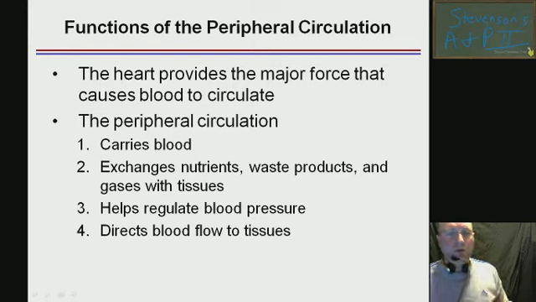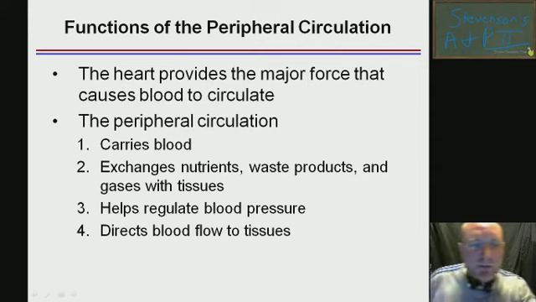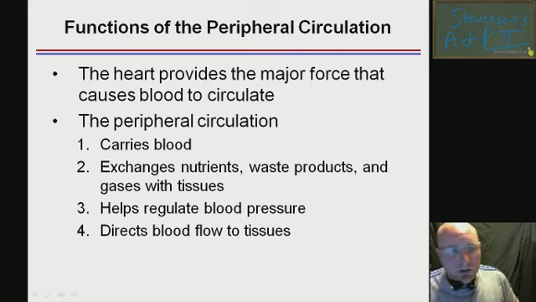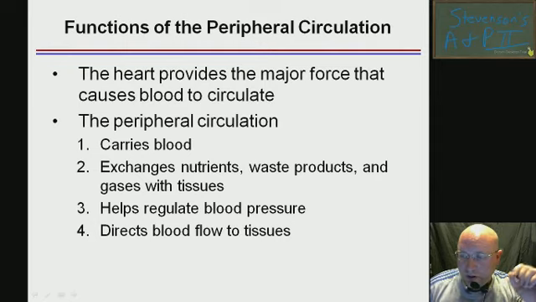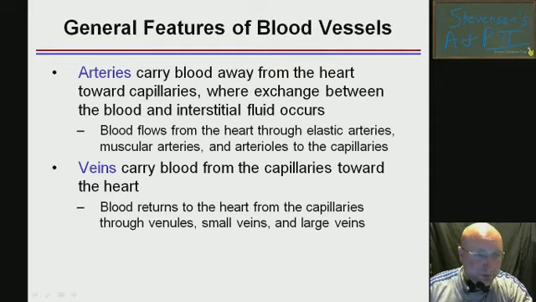Alright, so we're going to get started talking about functions of the peripheral circulatory system and how the heart does most of the work for the circulatory system. It does the pumping, and then the arteries and blood vessels provide the route as well as a place for exchange, especially those such as the capillaries, arterioles, and venules. The peripheral circulation's role is to carry the blood, exchange nutrients, waste products, and gases with tissues. It's also going to help regulate the blood pressure and direct blood flow to those tissues.